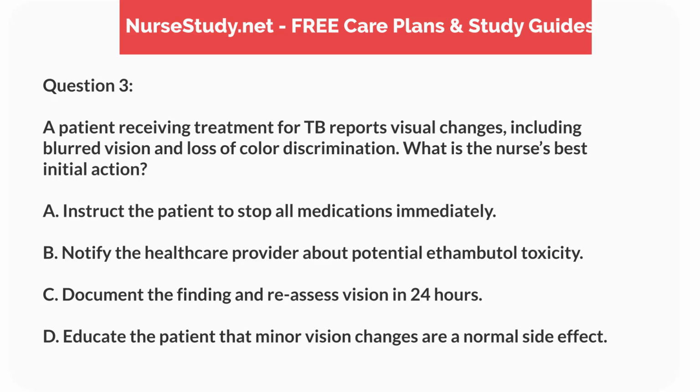Question 3. A patient receiving treatment for TB reports visual changes, including blurred vision and loss of color discrimination. What is the nurse's best initial action? A. Instruct the patient to stop all medications immediately. B. Notify the healthcare provider about potential ethambutol toxicity. C. Document the finding and reassess vision in 24 hours. D. Educate the patient that minor vision changes are a normal side effect.